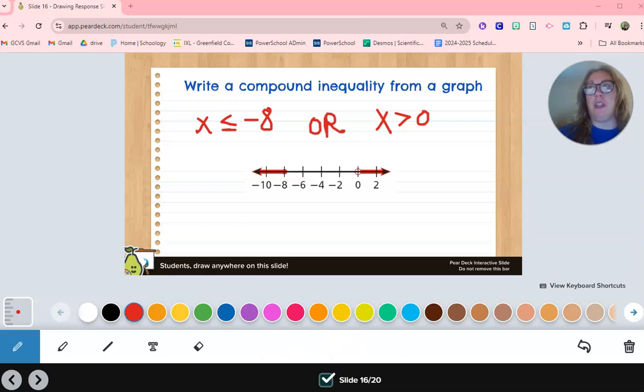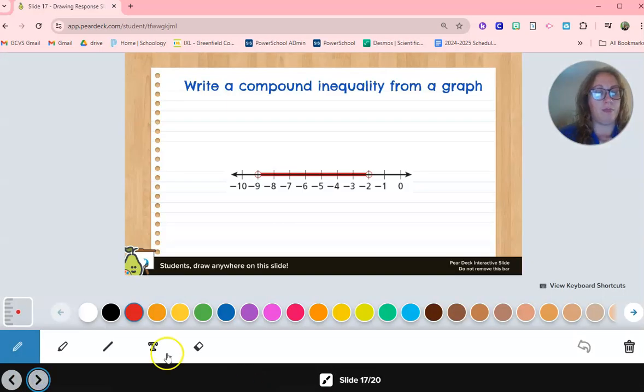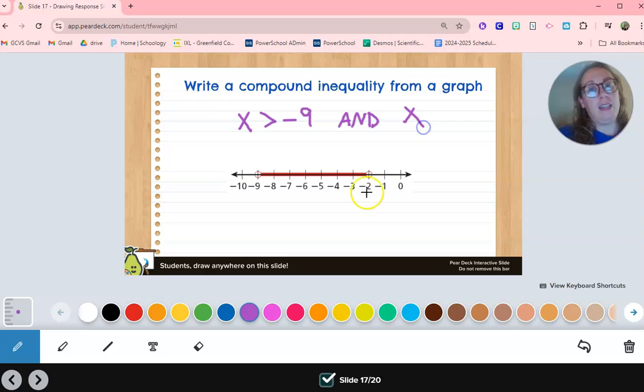And when you're ready, push to slide 17. For this one, we have this overlapped between area. So x can be greater than negative 9, right? We see an open circle on negative 9, and it's shaded to the right. And x is less than negative 2. So we're kind of nestled between negative 9 and negative 2, and x is going to be in the middle.